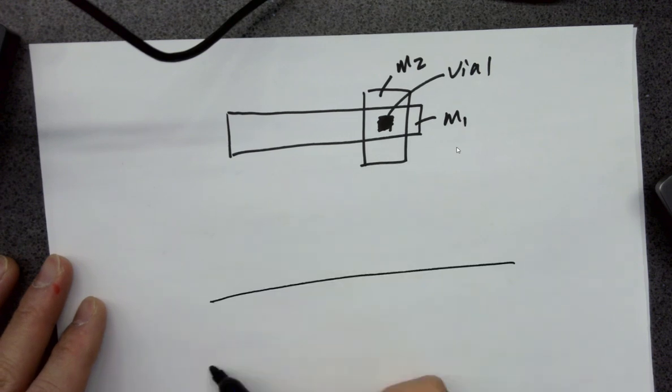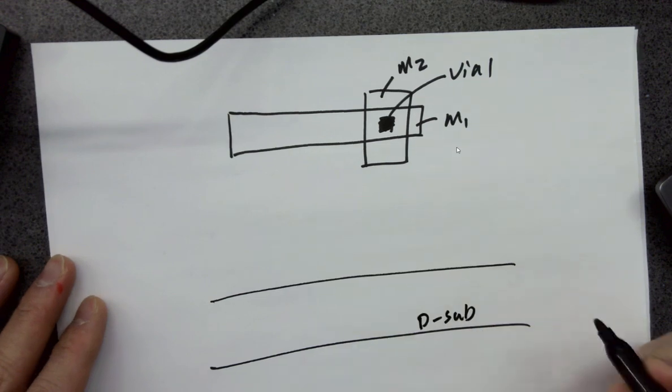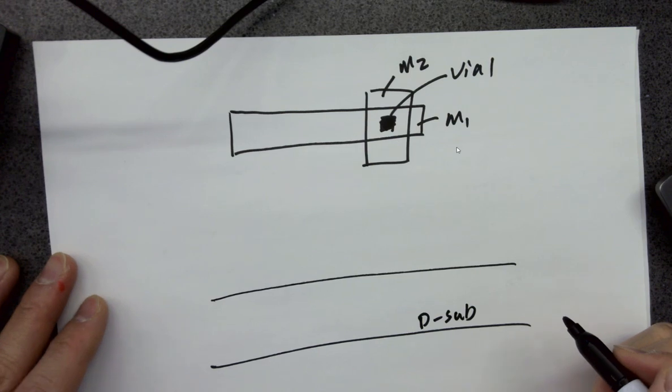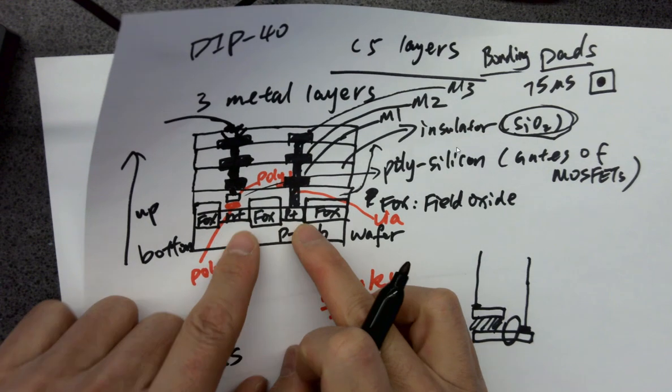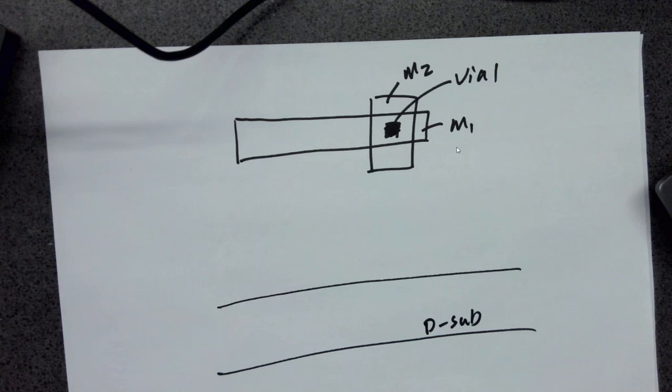I'll just do this, okay? So for example, this is P sub. The substrate, the wafer itself. Do we have any diffusion here? Do we have any diffusion like P plus N plus in here? No. The answer is no. Just 2 metal wires doing some fancy stuff.